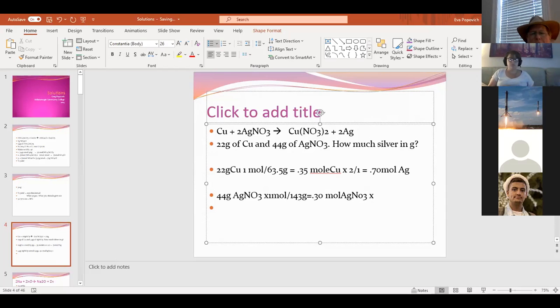Now, what's the relationship between AgNO3 and silver? Would it be 1 to 1? Kind of. I'm going to call it 2 to 2. Same thing. So if I have 22 grams of copper, I can make 0.70 moles of silver. If I have 44 grams of silver nitrate, I can make 0.3 moles of silver. Which one do I use? The silver nitrate.